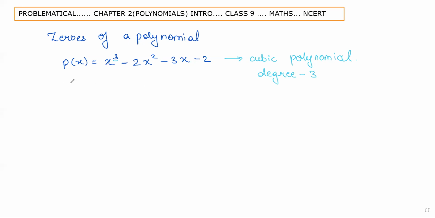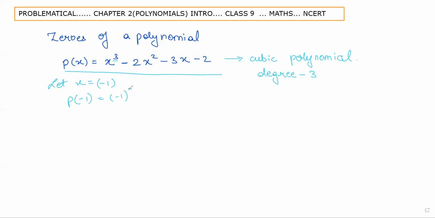For example, if I take x as any random value, let x be, say, minus 1. What happens? We can calculate p of minus 1. What you are supposed to do is replace x by minus 1 in the complete equation on the left-hand side as well as the right-hand side. Wherever you find an x, just replace it with minus 1.